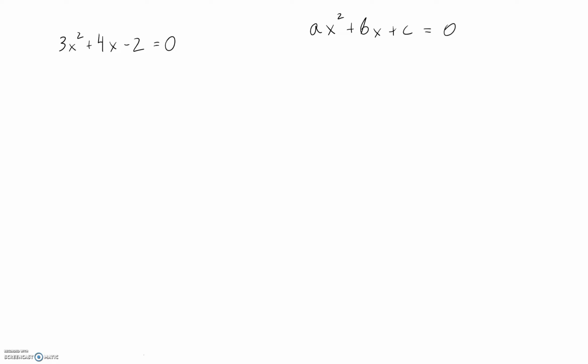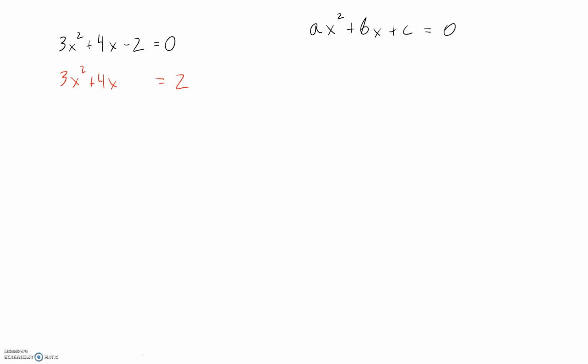So starting out on the left, the first step for completing the square is to move the constant, or the c value, over, no matter what. Even though I see this 3 and I know I'm going to have to factor it out because completing the square only works with an a value of positive 1, I still need to move the 2 over first. So I'm going to add the 2 to the other side.